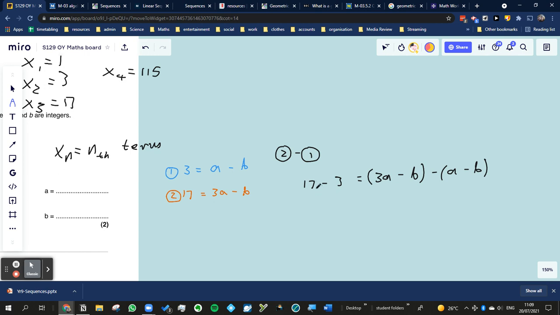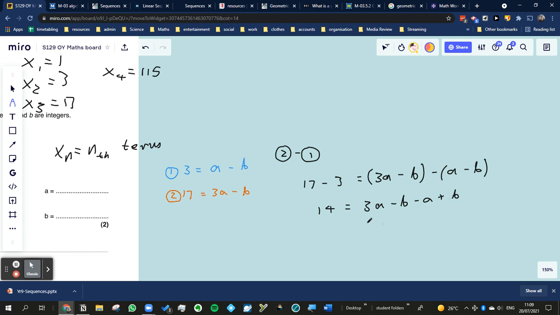Okay, and we're going to simplify the left-hand side. So that's going to be 14 equals, and then we're going to expand these brackets out. Now the left-hand one, they can just disappear. The brackets don't do anything. The right-hand one doesn't do much. The positive a becomes a negative a, so take away a. And then we're taking away negative b, so we're going to add the b.